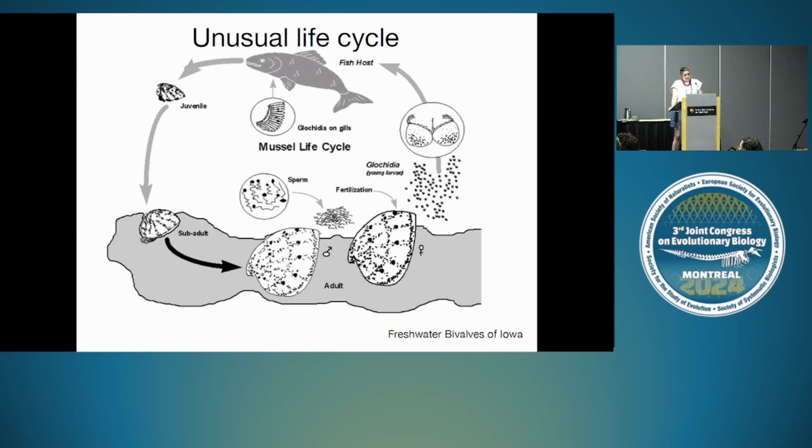Most of the species are dioecious, so they have separate male and female sexes. The females are fertilized internally, and a single female about the size of my hand can have about 1 million offspring in a single season. And she broods her offspring in her gills, and then eventually, as they mature, she releases them into the water column where they attach to the gills and fins of fish hosts, and they parasitize the fish and suck their blood. Eventually, they mature enough and drop off to develop into benthic filter feeding adults.